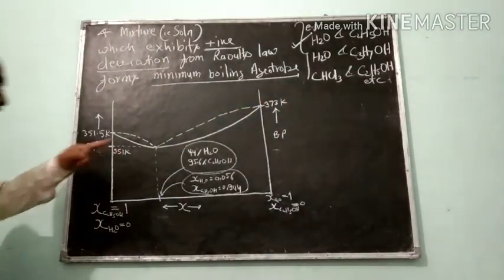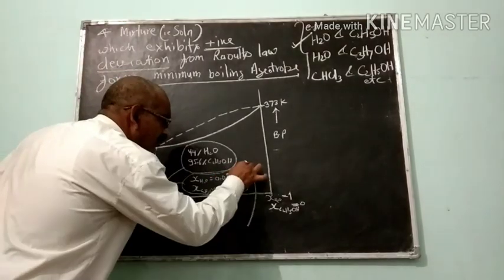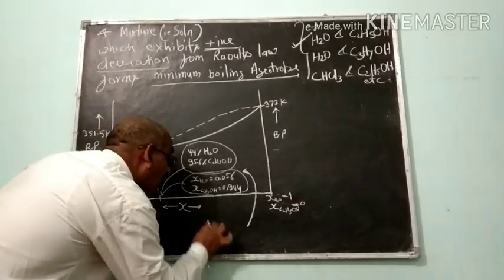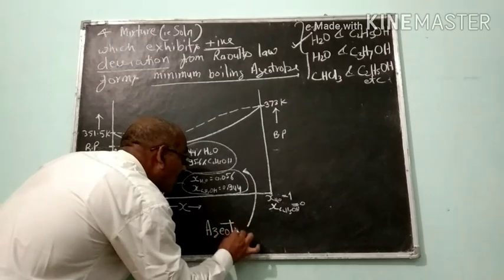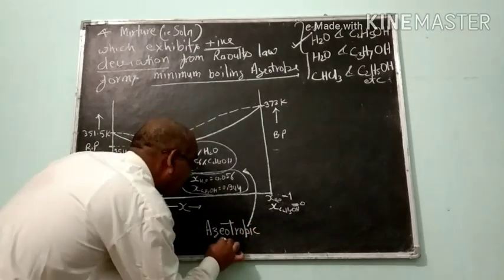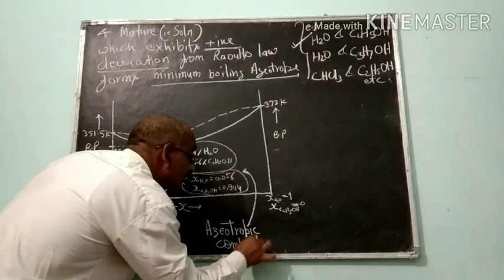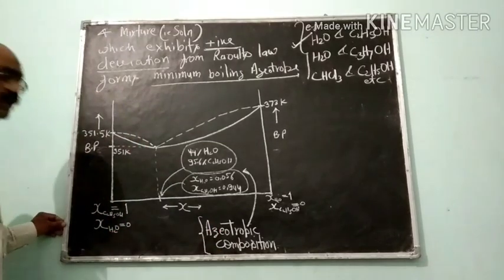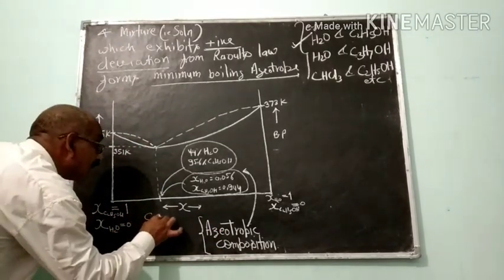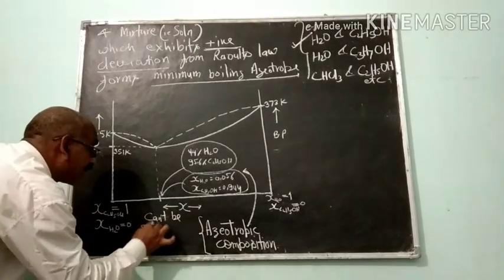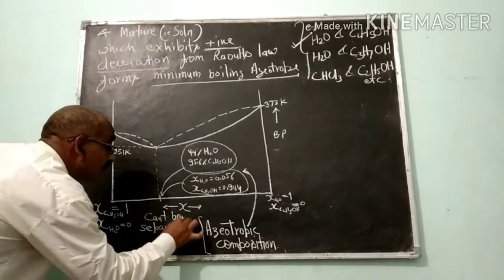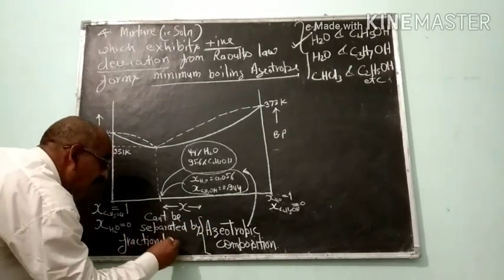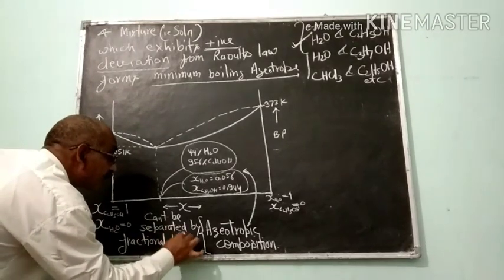So this one is an example of minimum boiling azeotrope. Is it clear? And this composition which boils together at constant temperature is called azeotropic composition. Remember, this azeotropic composition can't be separated by fractional distillation.